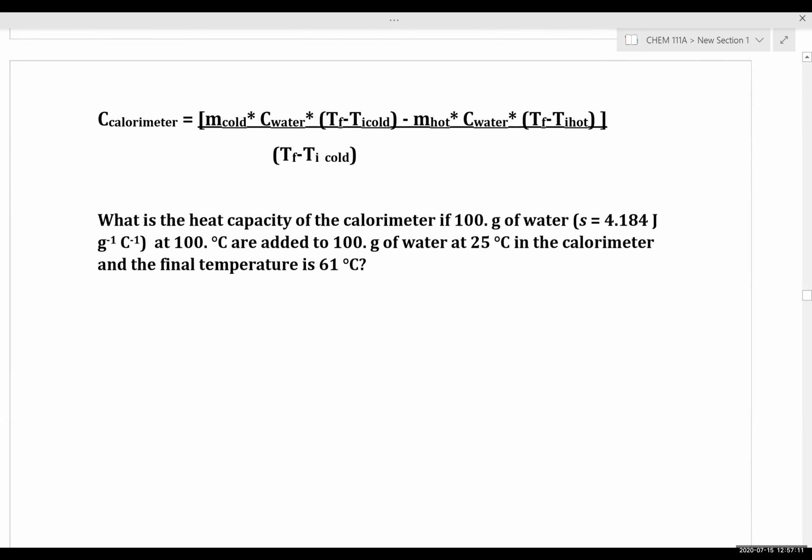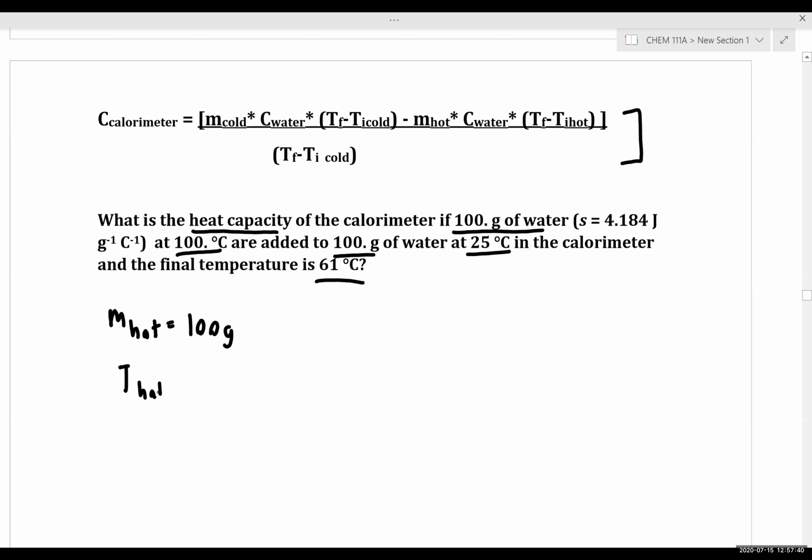So the specific heat of our calorimeter is given by the following equation. So let's say we're trying to figure out the heat capacity of the calorimeter. If 100 grams of water at 100 degrees Celsius are added to 100 grams of water at 25 degrees Celsius, and the final temperature is 61 degrees Celsius. Okay, so the mass of our hot water is going to be 100 grams.